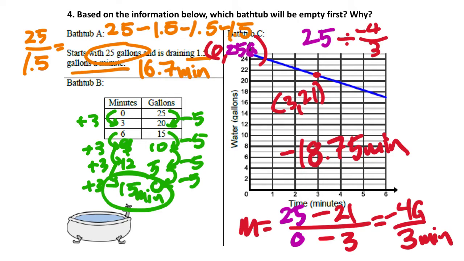Of course, you could say they all started with 25 gallons, but bathtub B has the greatest rate of change, right? It's going down 5 gallons every 3 minutes. Again, that's 1.7-ish gallons per minute. This one was showing 1.5, and then this one showing 1.3. So bathtub B, they all start with the same number of gallons, but bathtub B is draining the fastest.